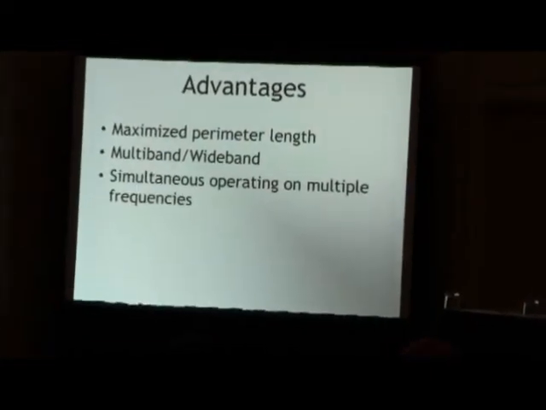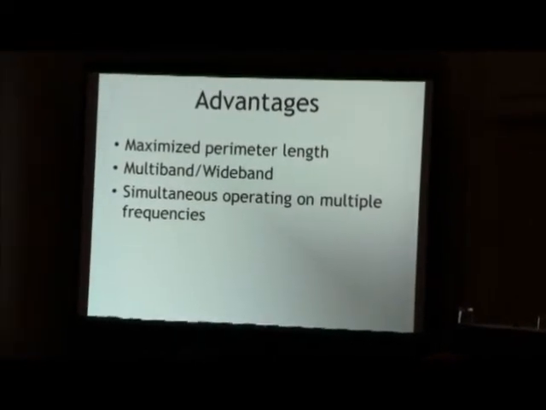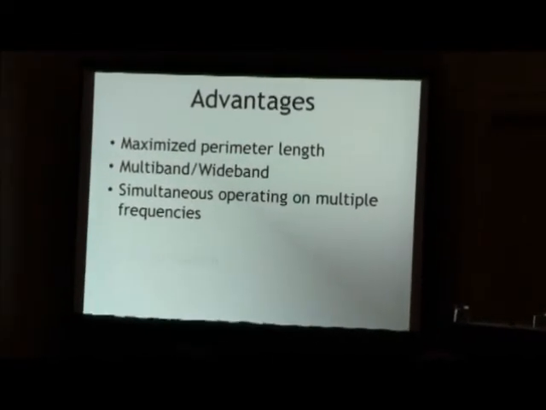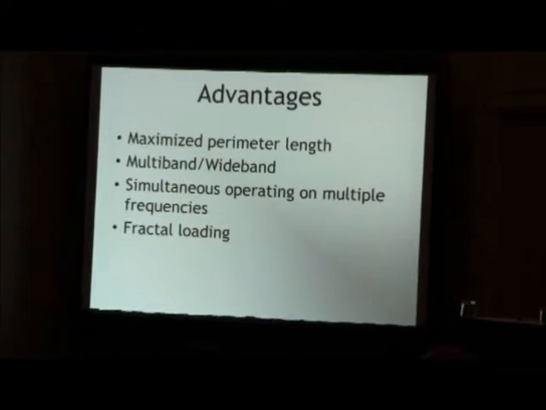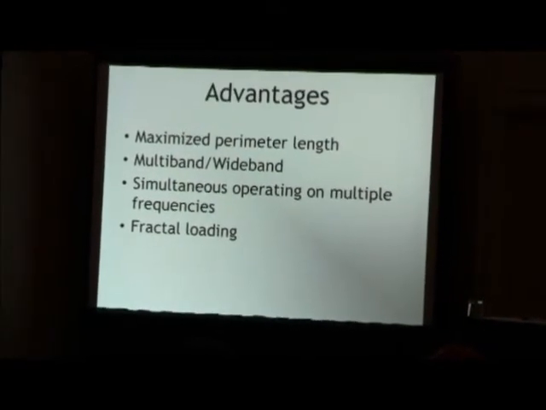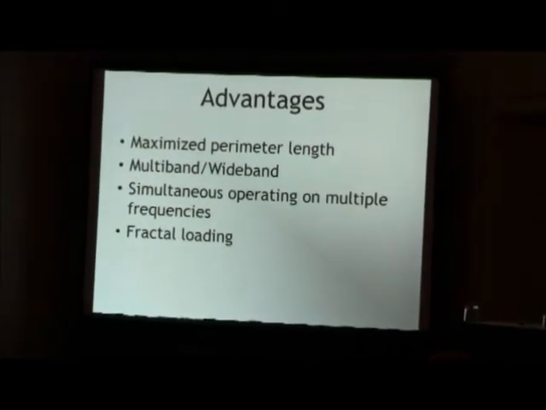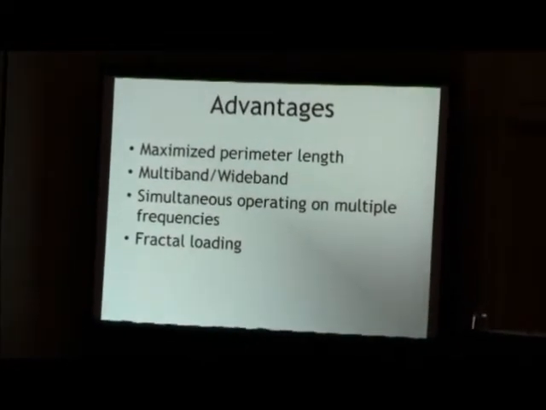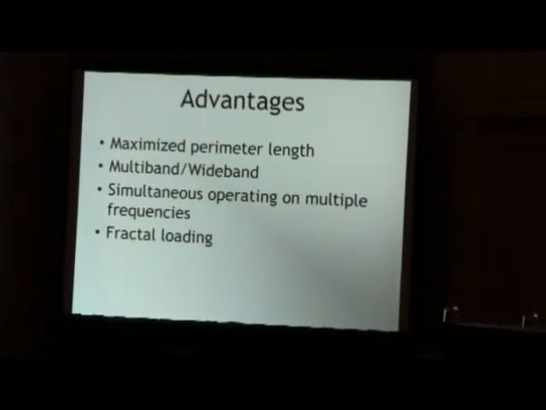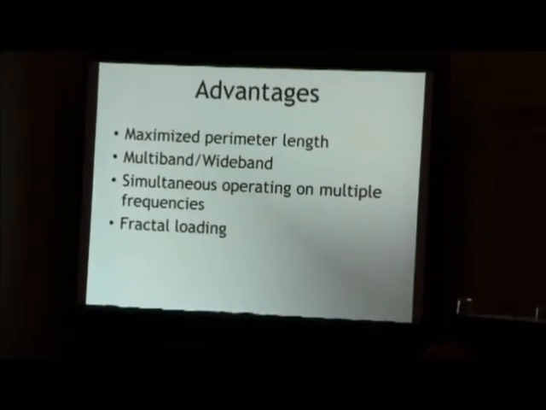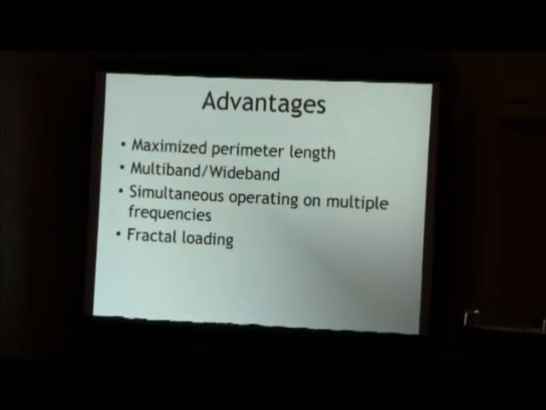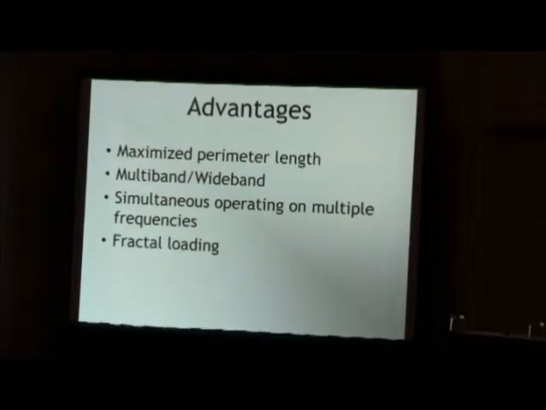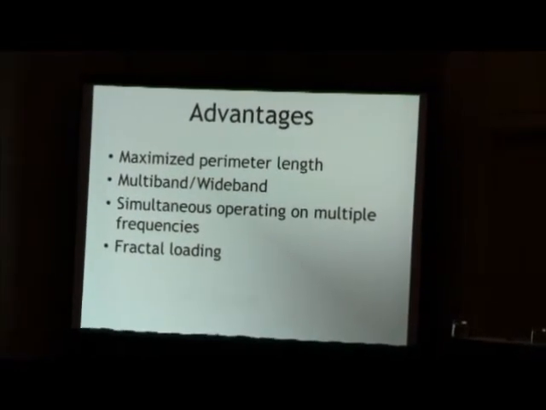Fractal antennas also allow for simultaneous operating on multiple frequencies. They exhibit an effect called fractal loading, and this effect emulates discrete inductors and capacitors, which in turn can reduce the overall size of your fractal antenna. And normally you would have to use capacitors and coils to produce the same effect with other types of antennas.